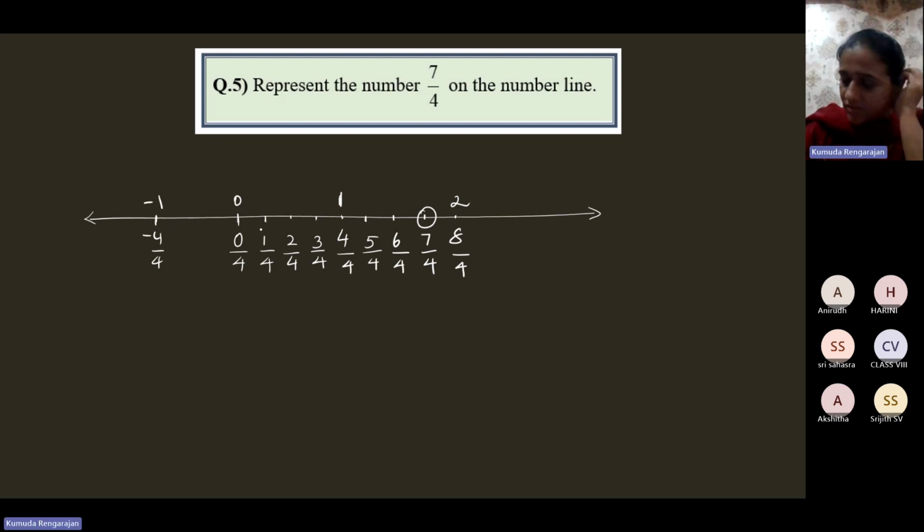7 by 4 is a positive rational number. So we've shown the numbers only on the positive side of the number line.